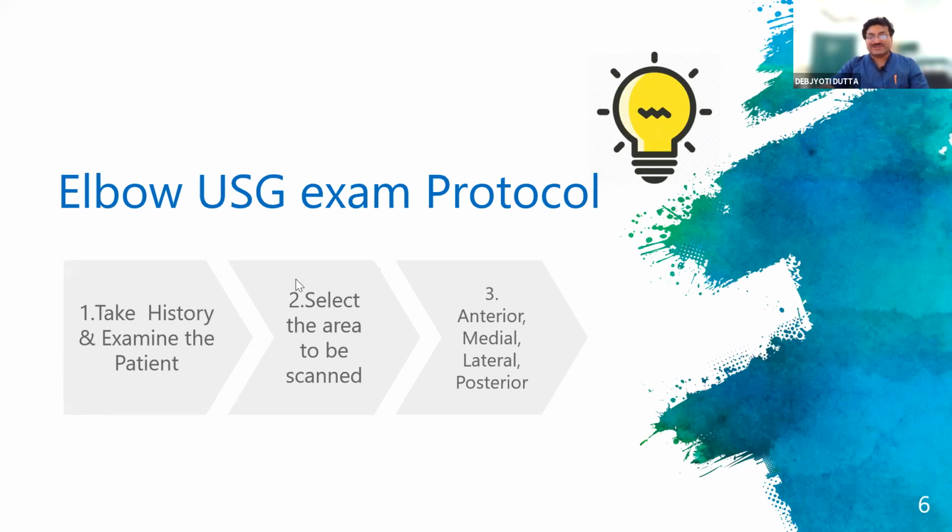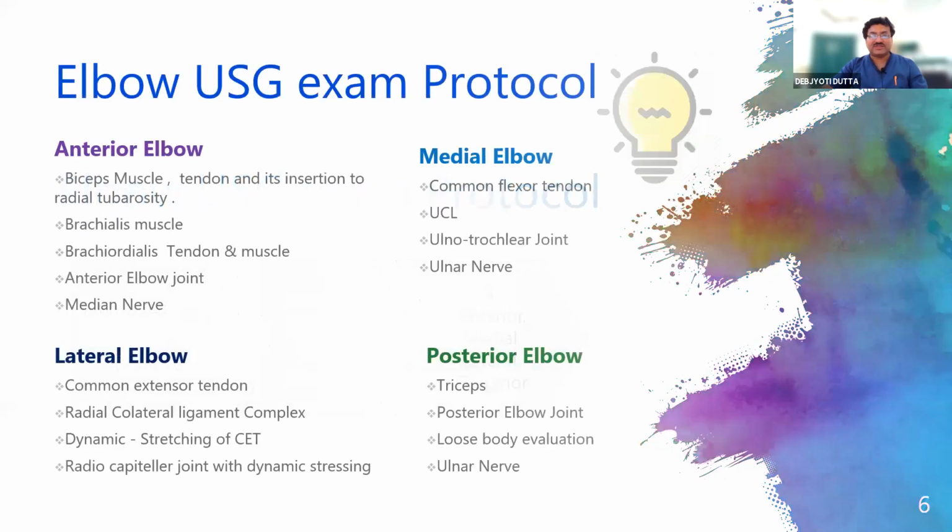Next thing we need to do is that we should select the areas to be scanned depending on the history. Next, whether we should check anterior, medial, lateral, and posterior, that we need to determine. And it is very important to know what to see in the anterior elbow, what to see in the medial elbow, lateral elbow, and posterior elbow. That is very much important.